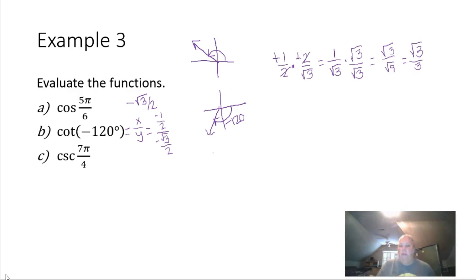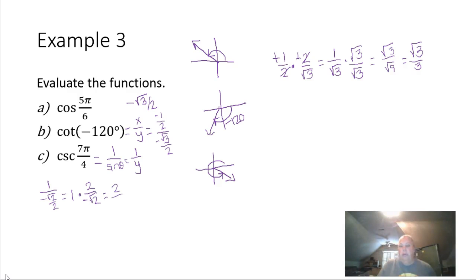All right, for 7 pi over 4, we look on the unit circle, that's going to be down here in quadrant 4. Now remember, the cosecant is going to be 1 over the sine, but remember the sine is just the y-coordinate there. So we got 1 over y. The y-coordinate down in quadrant 4 at 7 pi over 4 is negative square root of 2 over 2, so we're going to have 1 over the negative square root of 2 over 2, which is the same thing as 1 times 2 over the negative square root of 2.